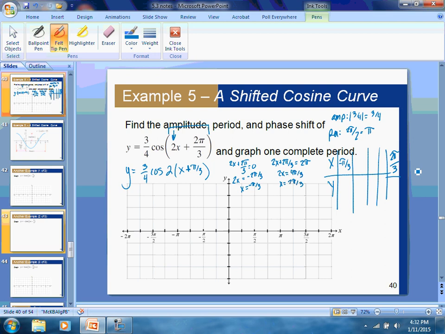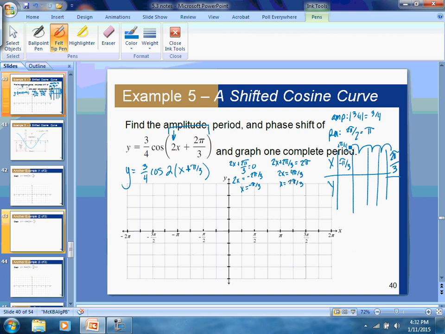Now, again, to find how much we're going to be adding for each of these increments, I'm going to take my period, which was pi, and I'm going to divide it by 4, because I have 1, 2, 3, 4 times that I have to add a certain amount to go from negative pi over 3 to 2 pi over 3. So pi divided by 4 is going to be pi over 4. So I'm adding pi over 4 every single time.